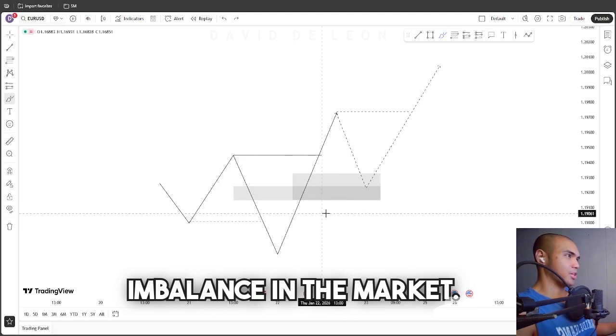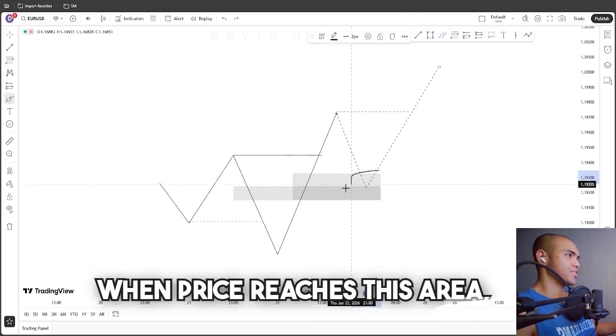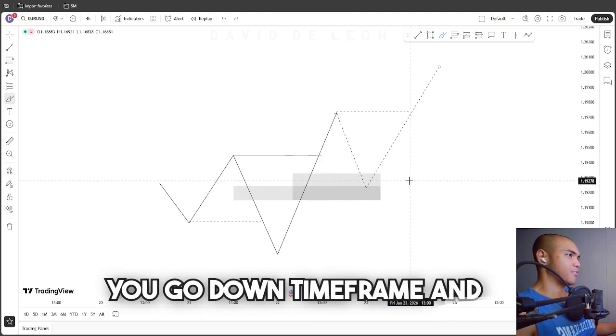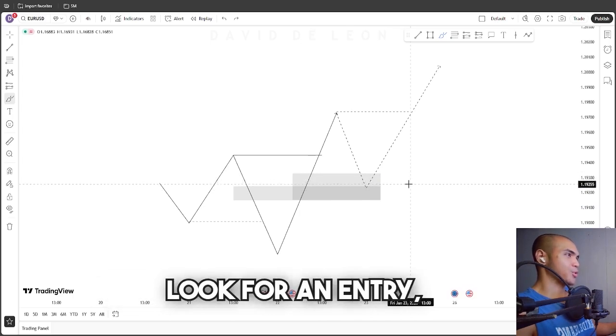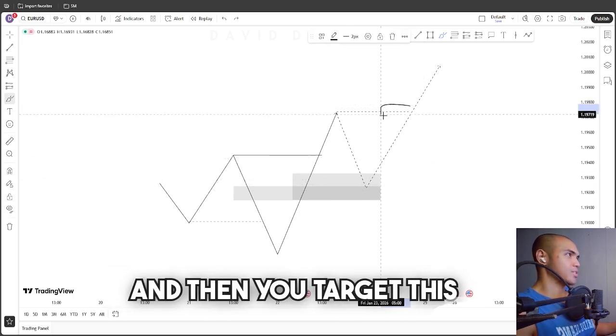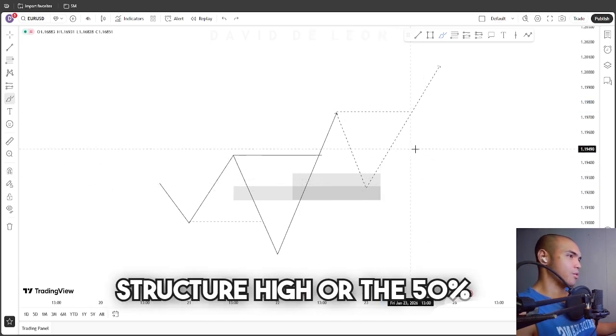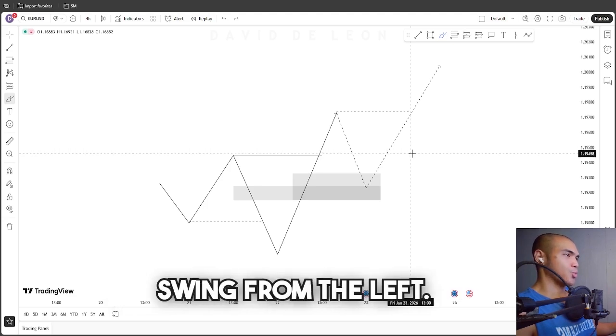imbalance in the market. When price reaches this area, you go down a time frame and look for an entry, and then you target this structure high or the 50% swing from the left.